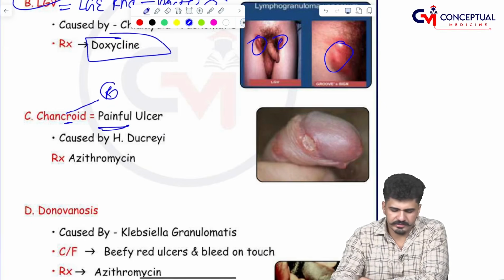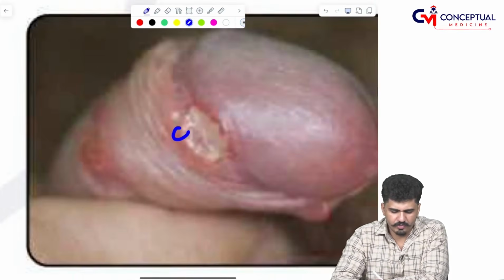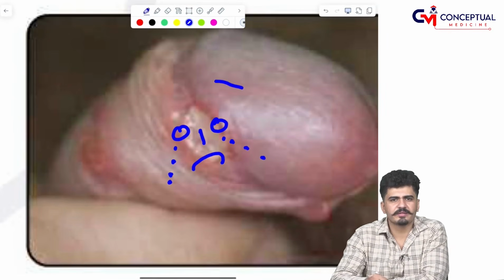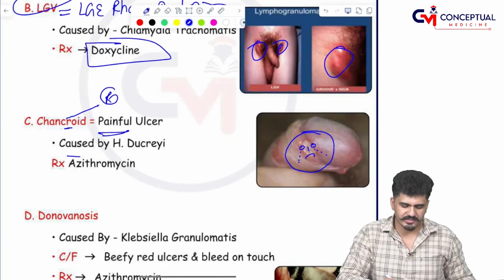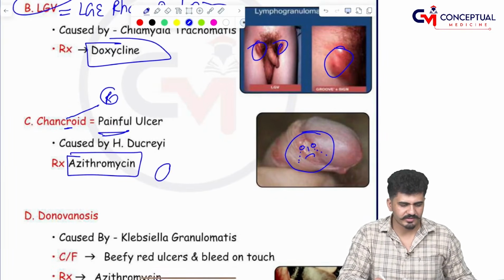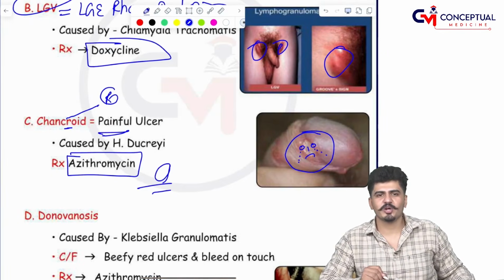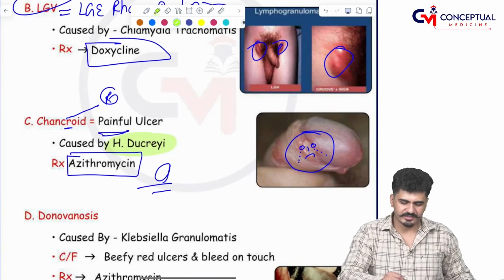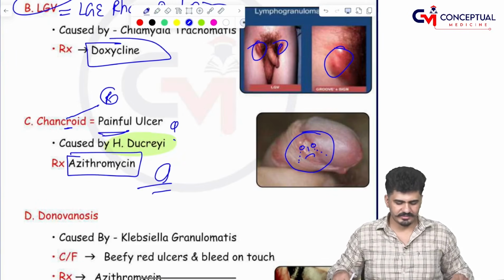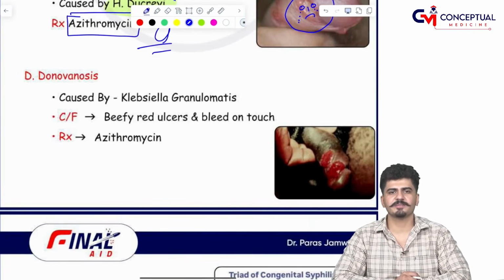Chancroid is a painful ulcer. You can very well see how painful it is and how badly this ulcer is crying. What is it saying? If someone is crying, you have to make them quiet. How will you quiet them? "Aji chup ho jao", meaning azithromycin. And this is caused by Haemophilus ducreyi, sir. Done. Now donovanosis is caused by Klebsiella granulomatis.